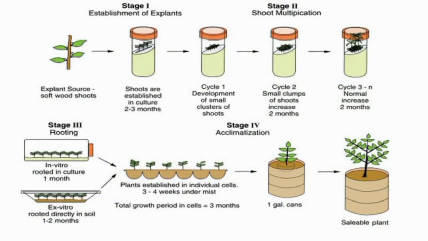And so here are the steps. You can see that the explant source is taken to the media for shoot initiation. And then after cycle 1, cycle 2, and cycle 3, we get to the rooting stage, which is stage 3. So take note of stage 1, establishment of explant; stage 2, multiplication; stage 3, rooting; stage 4, acclimatization. All these stages are quite important and you have to take note of them.